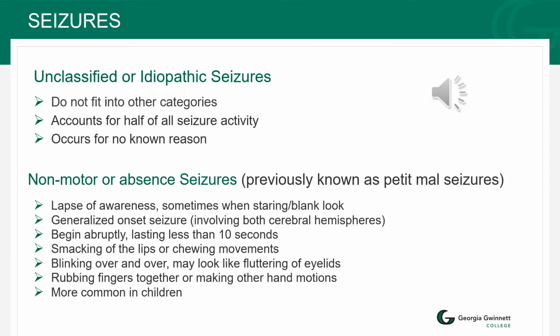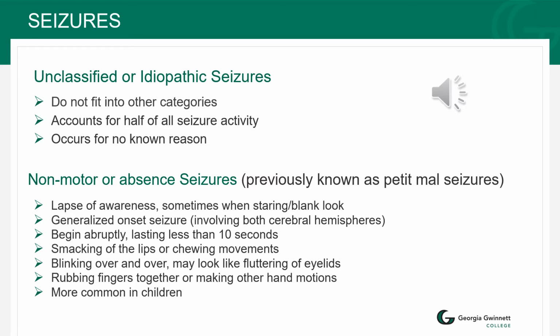There's a type of seizure which is called an idiopathic seizure, or one that just does not fall into the other categories we talked about. These types of seizures occur for no known reason, and they account for half of all seizure activity.